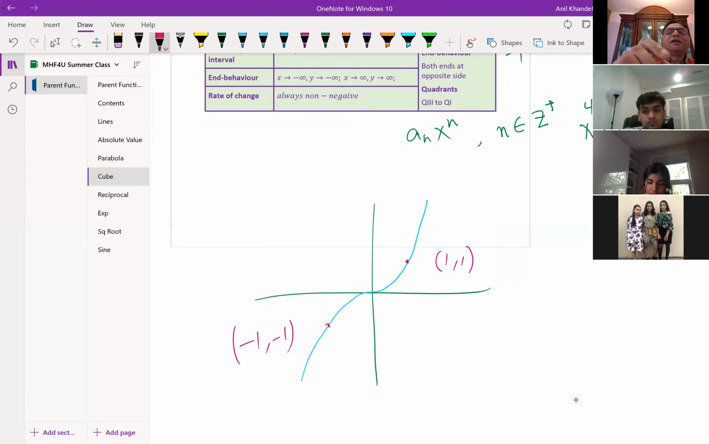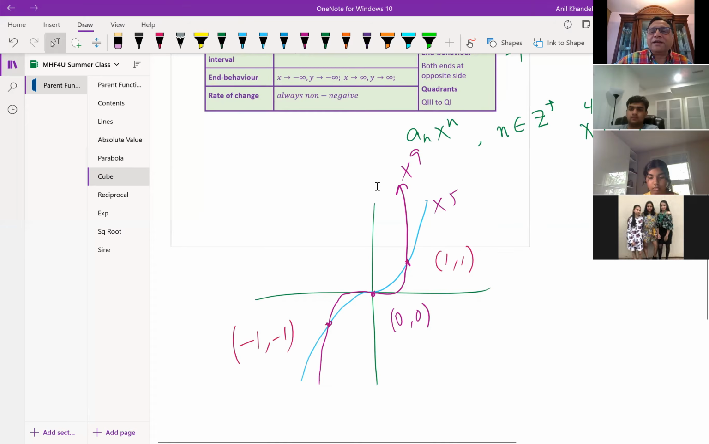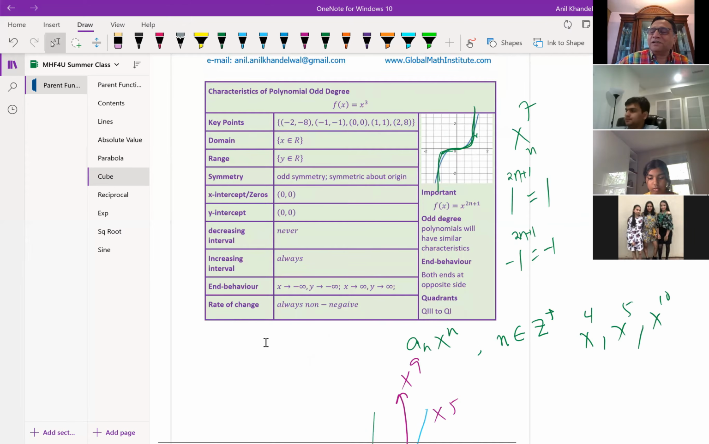Is that clear? The only difference will be that if I have a graph like this, it will be more steeper. If this is, let's say, x to the power of 5, this is x to the power of 9. You get the idea? But they will have these common points because 0 to the power of anything is 0, correct? So they have a similar characteristic and behavior is same: x-intercept, y-intercept, domain, range, everything is same, whichever we are defining here. Is that clear to you? Increasing interval, decreasing interval, all are same, correct?